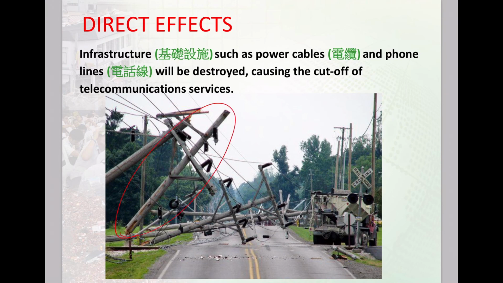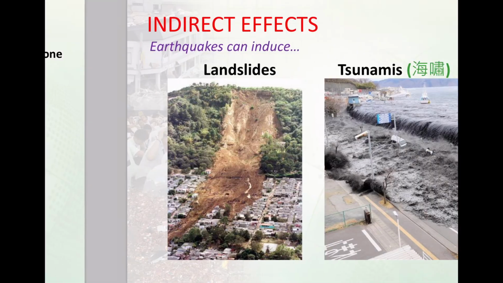What are these? These are power cables. Infrastructure such as power cables and phone lines will be destroyed, causing the cutoff of telecommunication services, which means when an earthquake occurs, the power cables and phone lines will be destroyed, and we cannot call one another. Our phone service is out of order, and we cannot go online to communicate with one another. That's a very big problem.